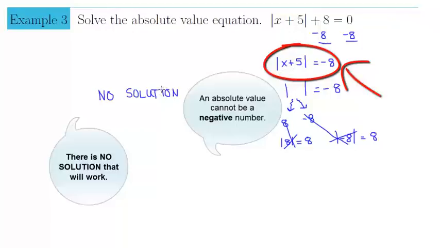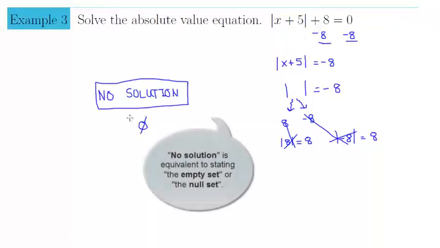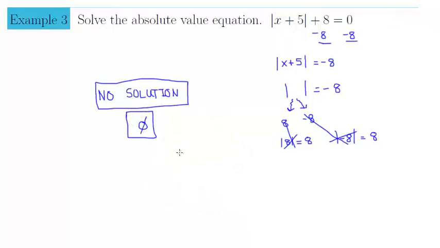So this is a special case of absolute value equations. The solution to this is no solution. There is no number that will work in this equation. Sometimes you see it designated with the empty set, the null set. That also means no solution. All right, that ends our topic on absolute value equations.